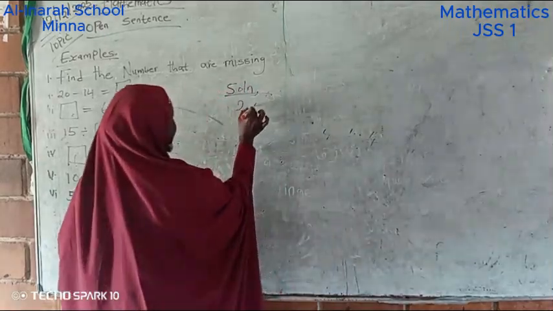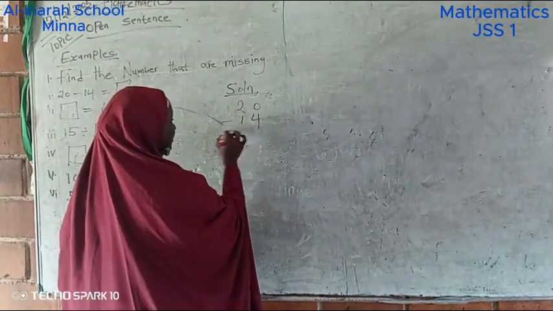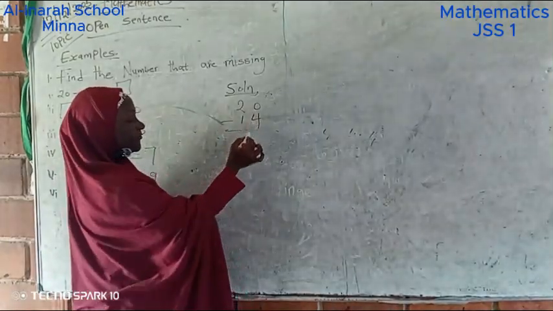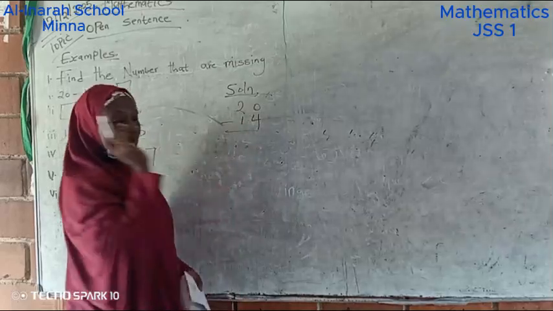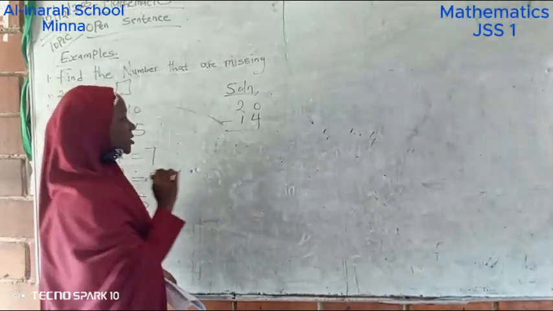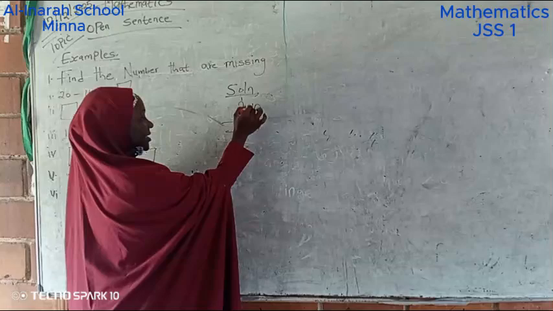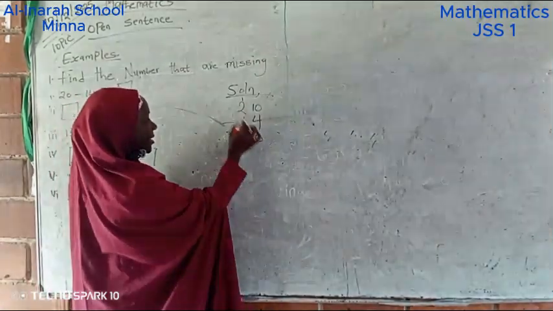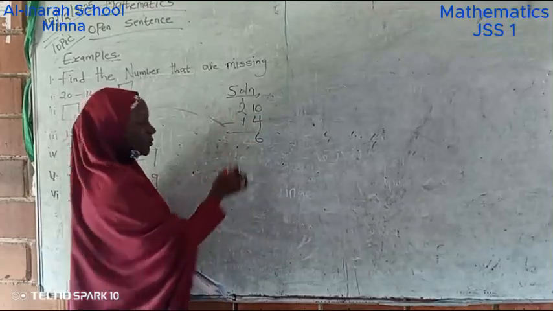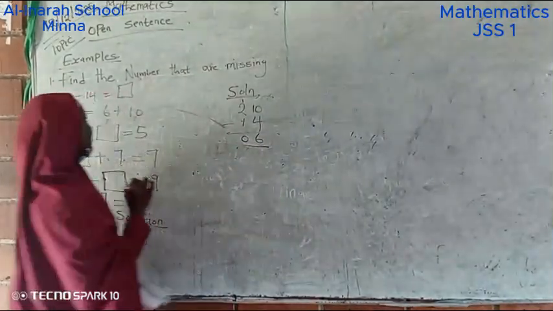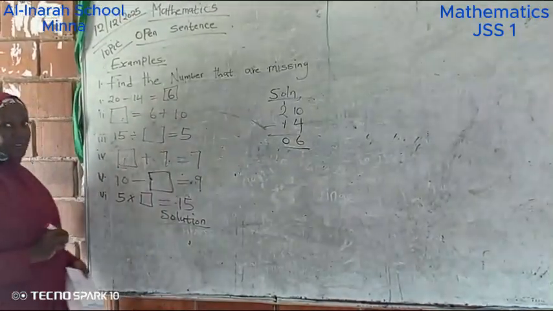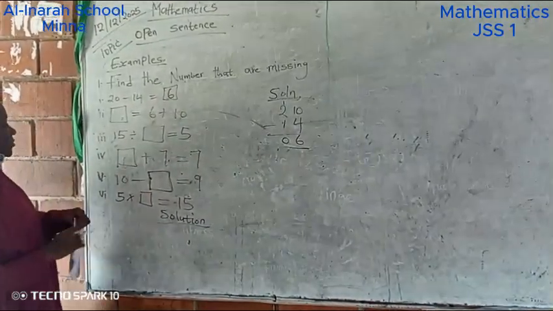We have 20 here minus 14. Here we have 0 and we have 4. 0 minus 4 will not be possible. So we borrow from here, and here will be 10. 10 minus 4, we are going to have 6. 1 minus 1 is 0. Then our missing number here is what? 6.